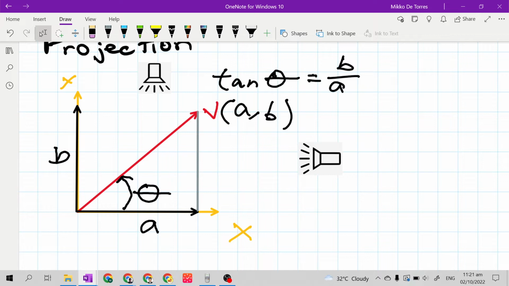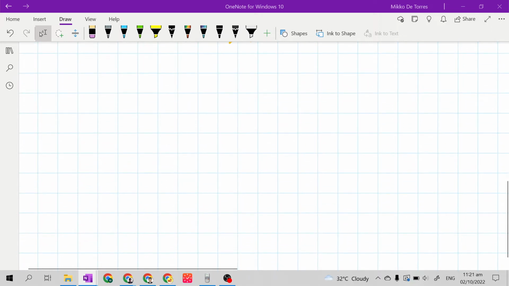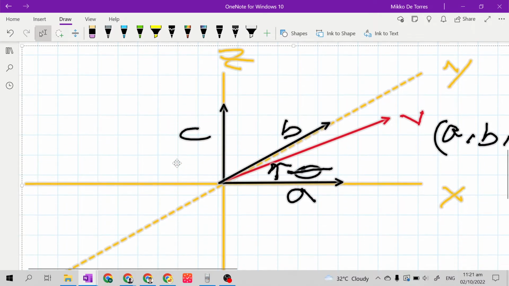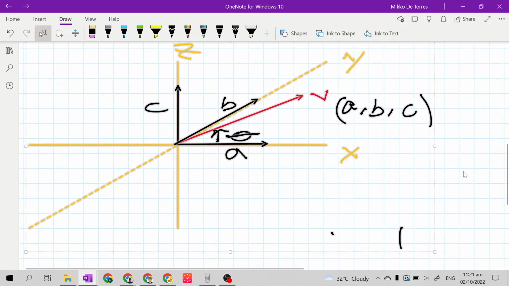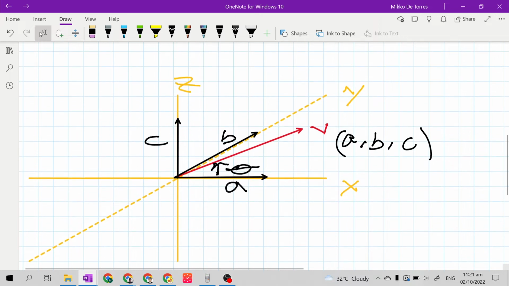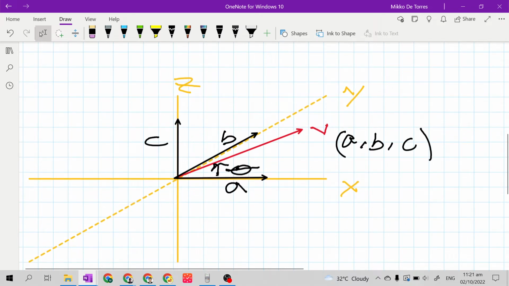But in robotics, we are dealing with 3D space. Okay, 3D space with 3 planes. So we have here a 3D Cartesian coordinate system. Okay, again with V vector. Then projections at the x-axis, projections at the y-axis, and projection at the z-axis, namely A, B, and C. So we can describe the position of V as A, B, and C.